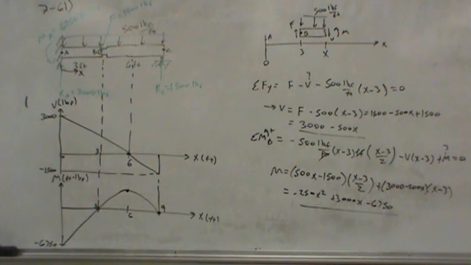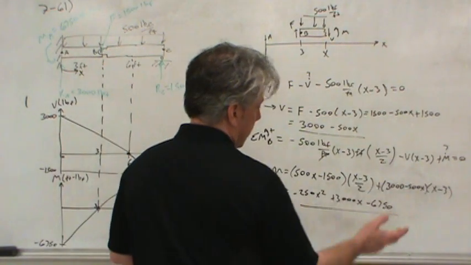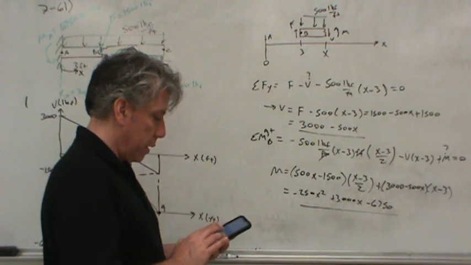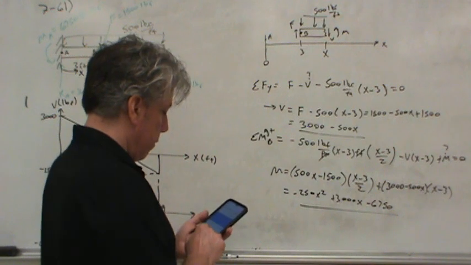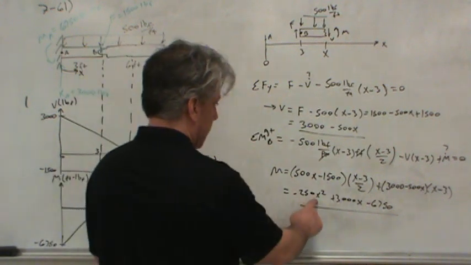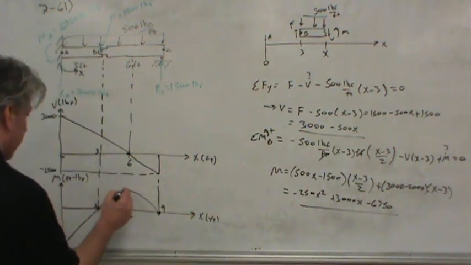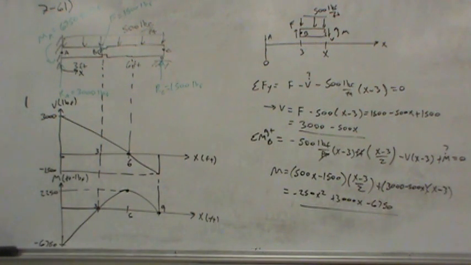All right, so at x equals 6, all I got to do is plug 6 into this equation. 3 6s are 18, so 18,000 less 6,750 minus 250 times 6 times 6 is 36. So I got a maximum moment of 2250 foot-pounds. So that should give us the shear and moment diagrams for the beam with all of the relevant information along the length of the beam.